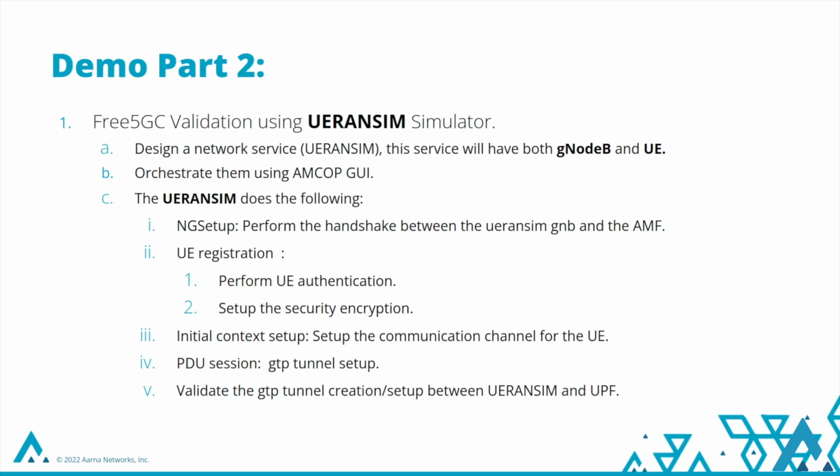Part 2 includes orchestrating the UERANSIM simulators using the AMCOP GUI to an edge cluster. It does the following in the background. It performs a handshake between UERANSIM, gNB and the AMF, and the UE registration, and sets up the communication channel for the UE and GTP tunnel setup between the UERANSIM and the UPF. And finally, we'll validate this connectivity and the GTP tunnel.